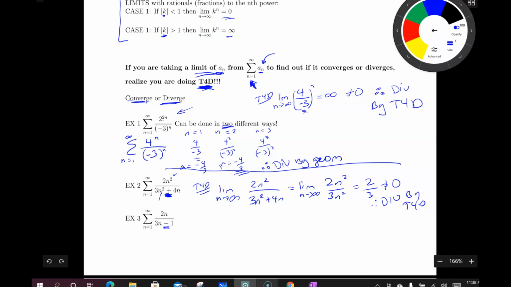This one again, you cannot split up around subtraction in the denominator. It's not looking like I'm going to do partial fractions on it. Let's try T for D again. If I take the limit as n goes to infinity, highest powers, you see it, it's 2/3. Doesn't equal 0, so therefore it diverges by T for D.